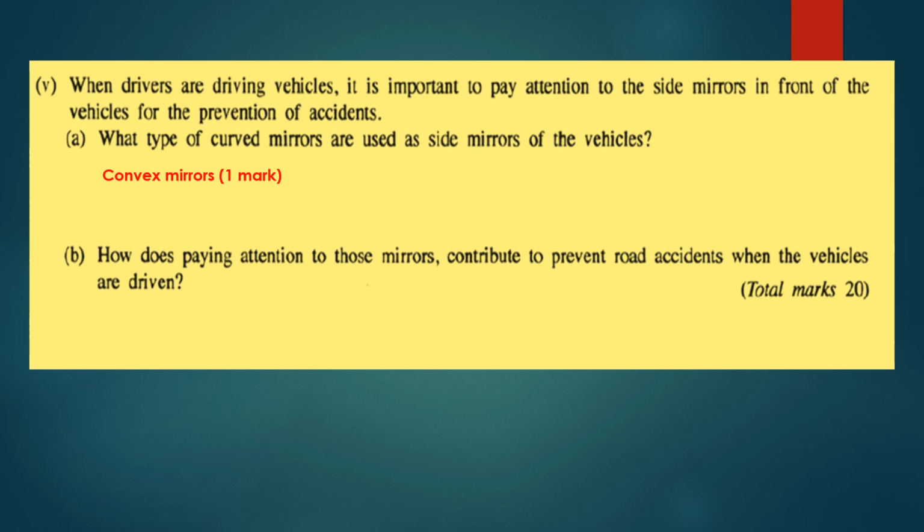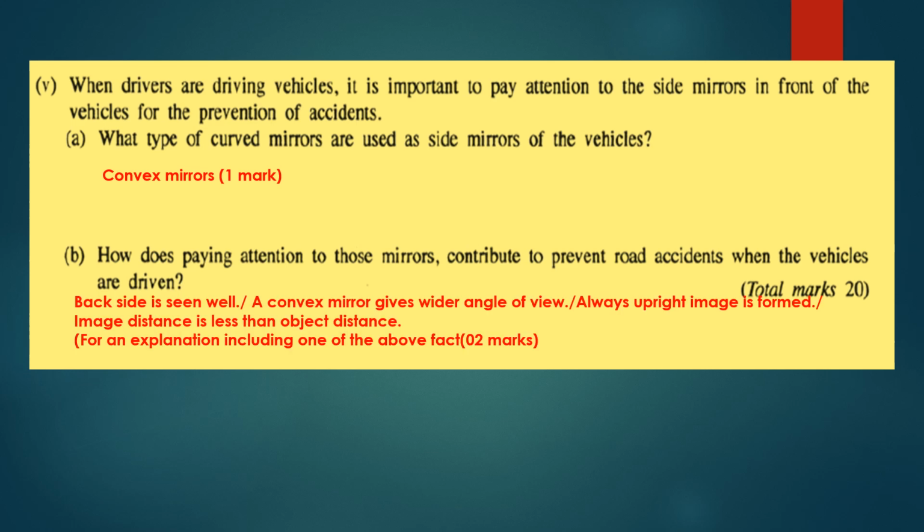Part B. How does paying attention to those mirrors contribute to prevent road accidents when the vehicles are driven? The backside is seen well, or the convex mirror gives a wider angle of view. Always an upright image is formed. Image distance is less than object distance. So if you have written any explanation including one of the above facts, you can earn 2 marks.